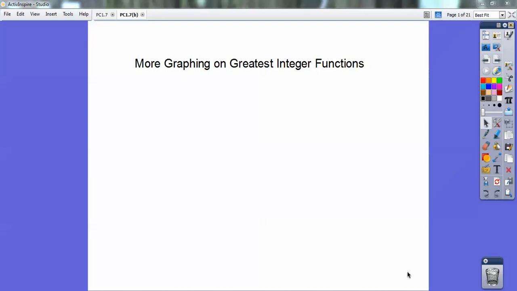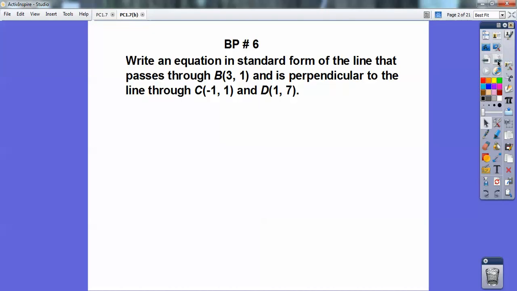Hey folks, Luke Skywalker here, and this is more on graphing greatest integer functions. In fact, this is number 18 out of your notes, or out of your lesson from the prior lesson. But first, let's do board problem 6.